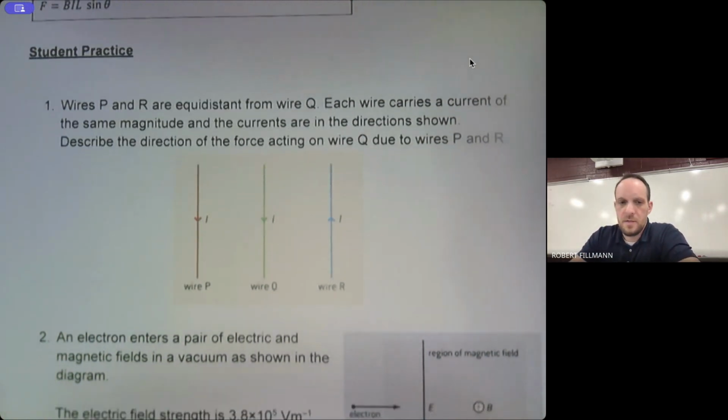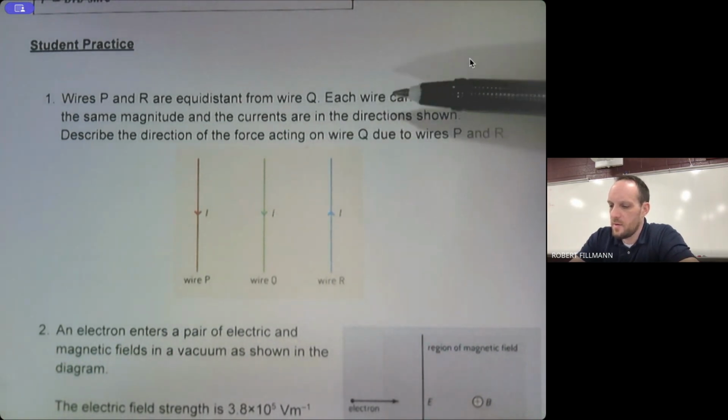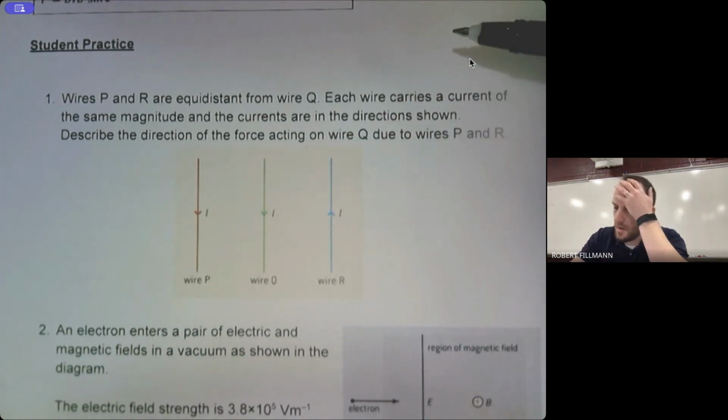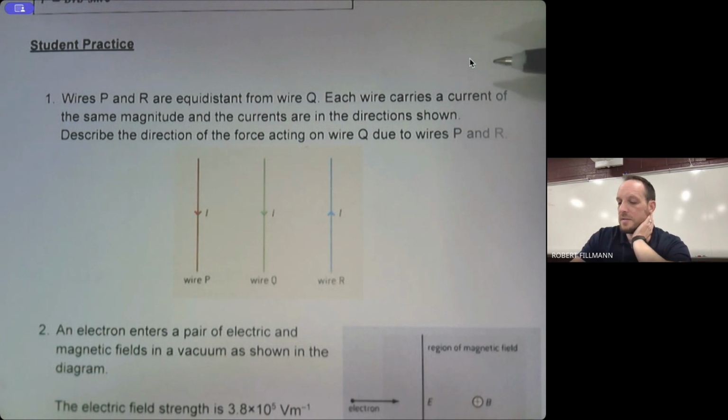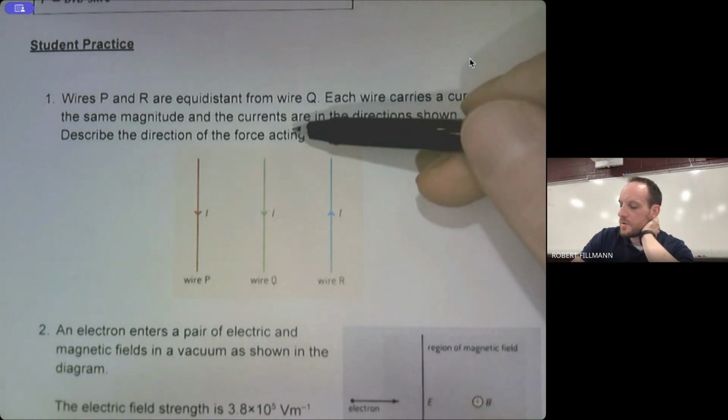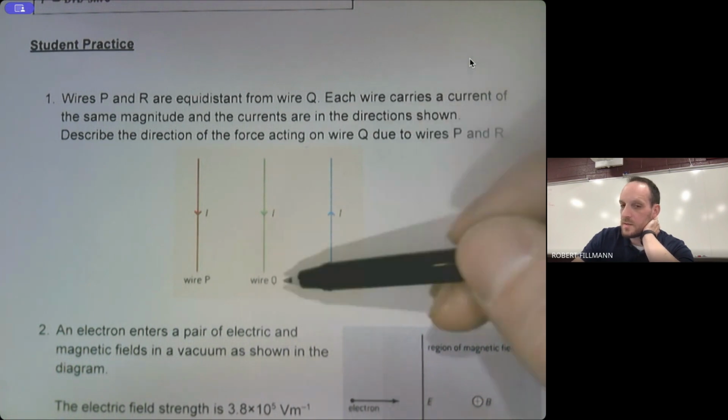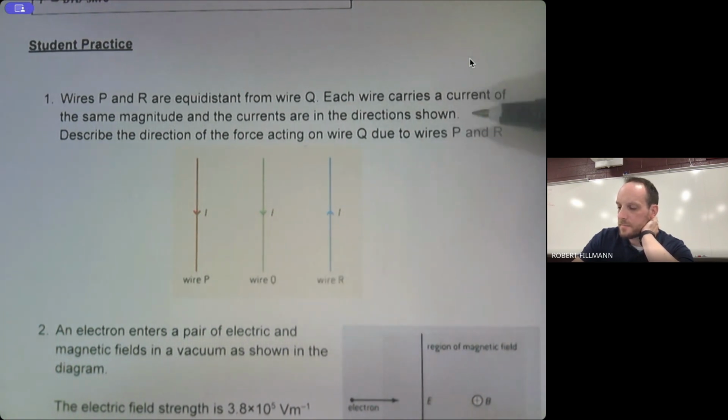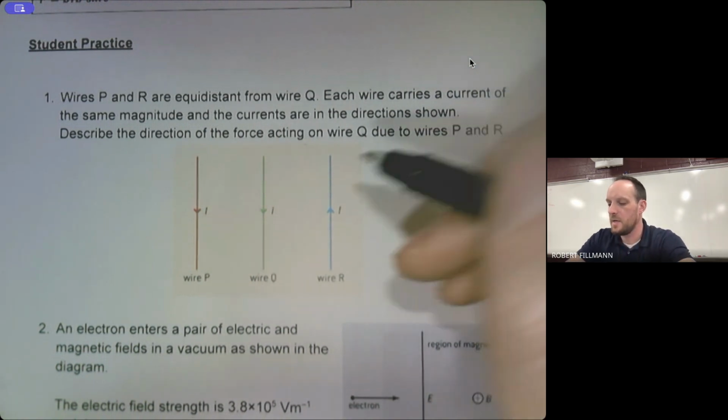All right, let's take a look at these three. So the first question gives me three parallel currents, P, Q, and R. Each wire has the same magnitude of current in the direction shown. Describe the direction of the force acting on wire Q, that's the middle wire, due to P and R. So this one's pretty quick. If you know the pattern, you should be able to get these quickly.